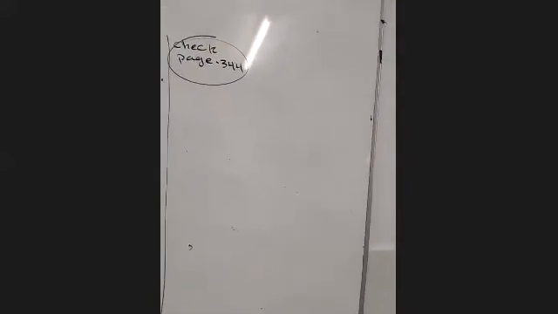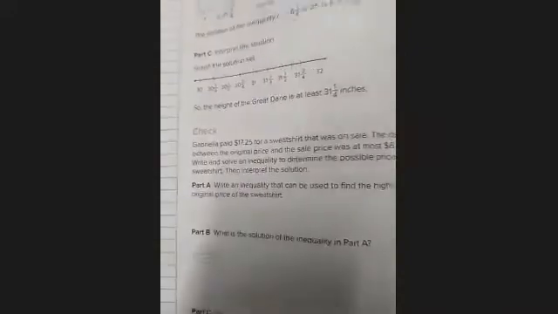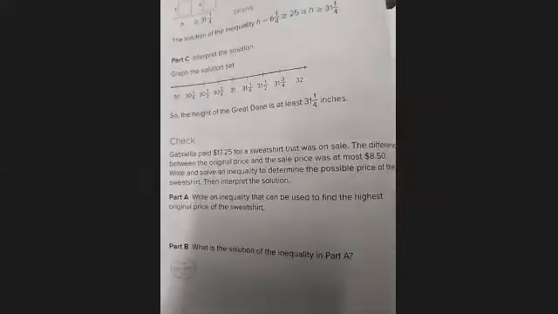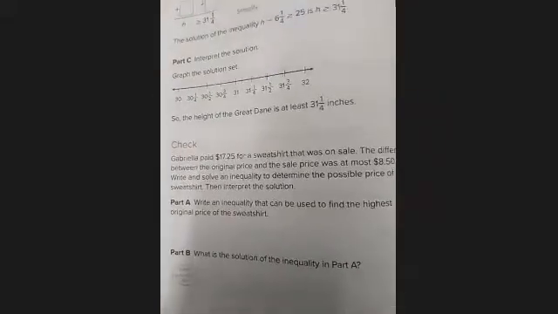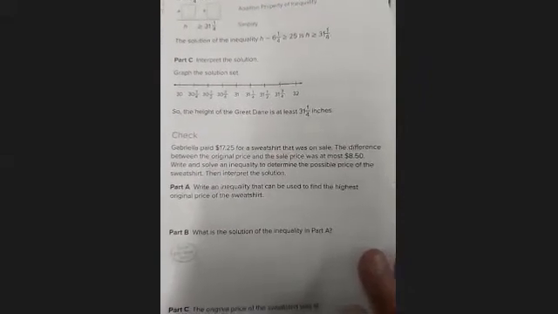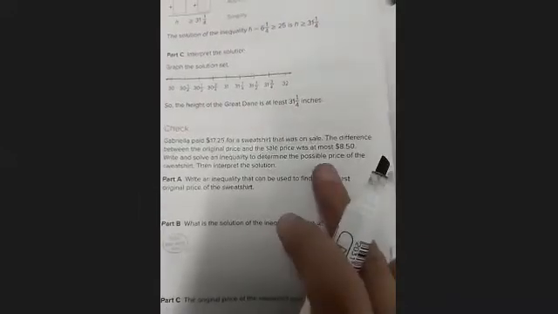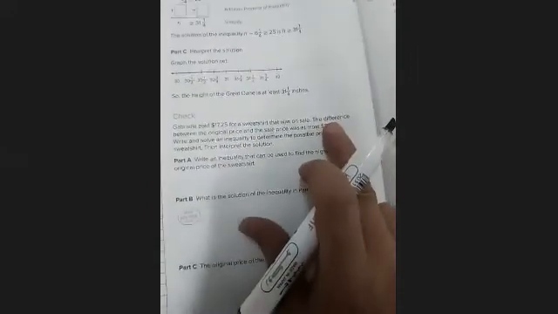Gabriella paid $17.25 for a sweatshirt that was on sale. So it was on offer, right? True. Continue. The difference between the original price and the sale price was at most 8.5. Here is the difference. Will we add or subtract? Subtract. We will subtract.